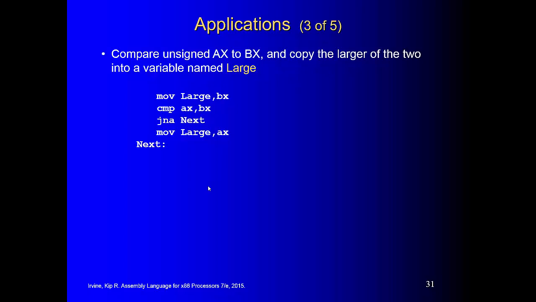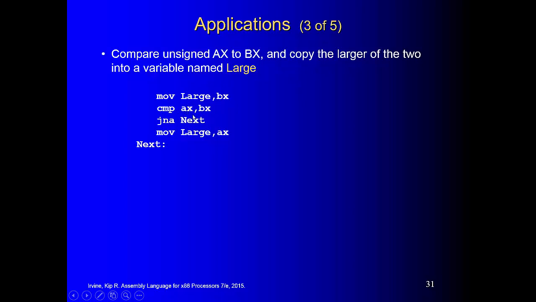Application 3, and how to find out the larger one between AX and BX. You are going to copy the larger one from AX or BX into large. So you need to have a variable large. At the beginning, you're going to copy BX into large. Then you're going to compare BX with AX.